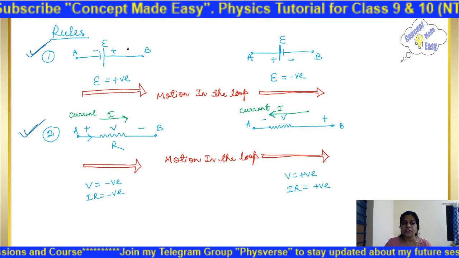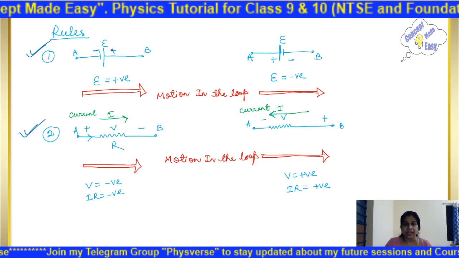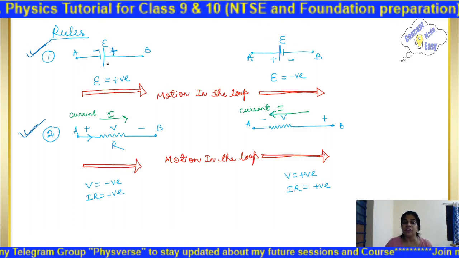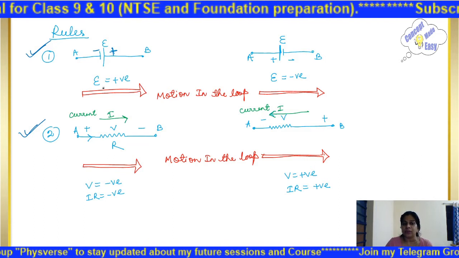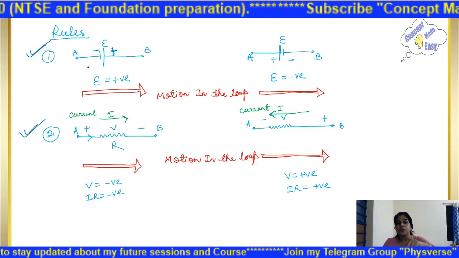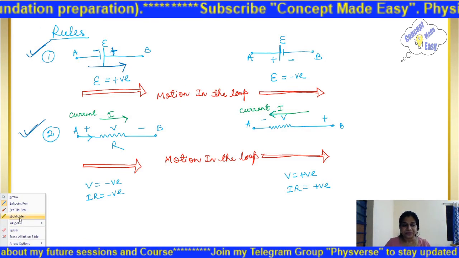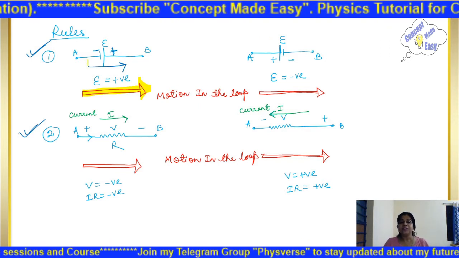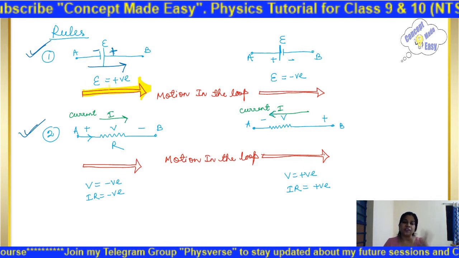Suppose this is A and B, this minus terminal is connected to point A, this plus terminal is connected to point B. So if you are moving in a clockwise direction, suppose you are moving in this way, in a loop, suppose your motion is in this direction. Then here this EMF or this voltage source, you are considering as positive.